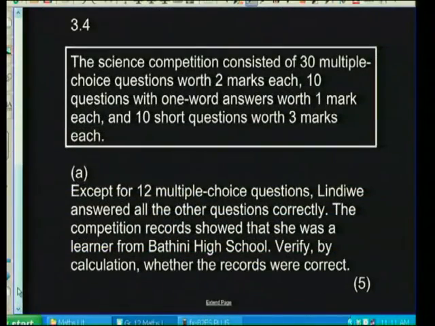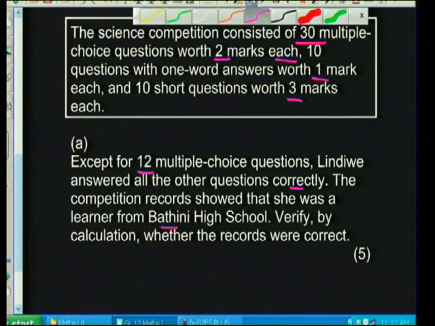And then the next question. The science competition consists of 30 multiple choice questions worth 2 marks each, 10 questions with one-word answers worth 1 mark each, and 10 short questions worth 3 marks each. Except for 12 multiple choice questions, Lindiwe answered all the other questions correctly. The competition records show that she was a learner from Bethany High School. Verify by calculations whether the records were correct.